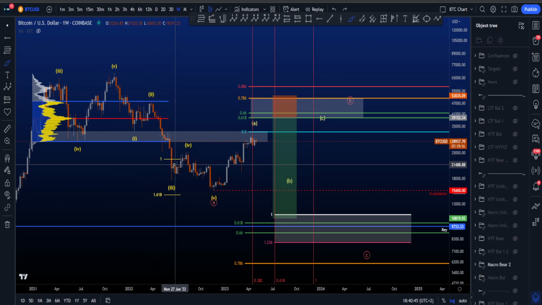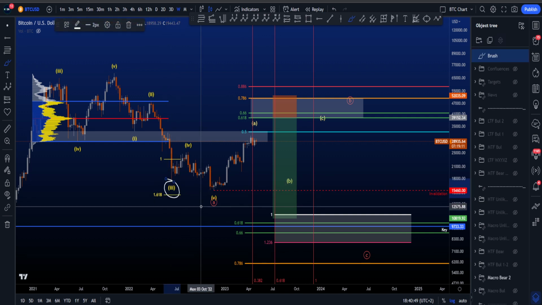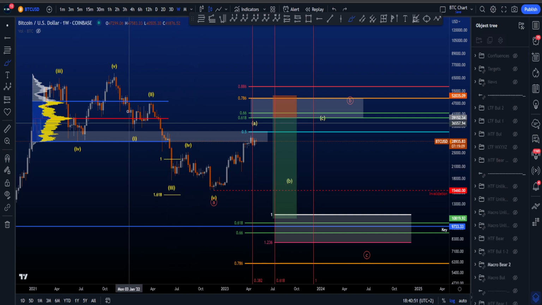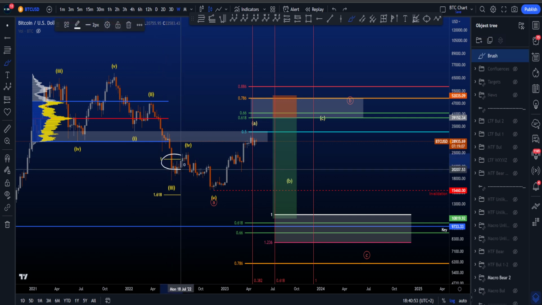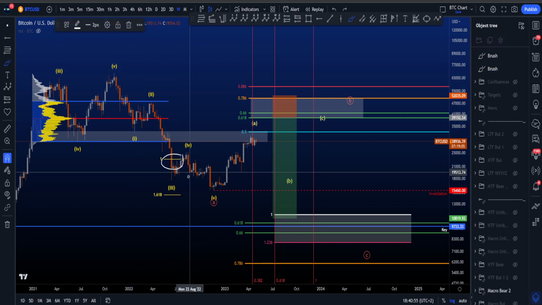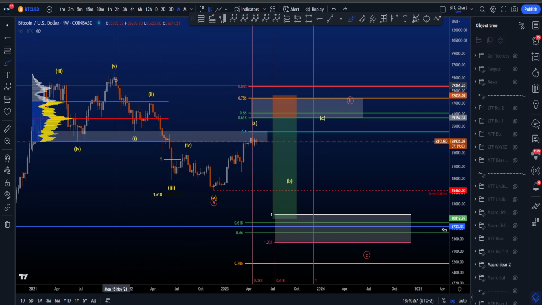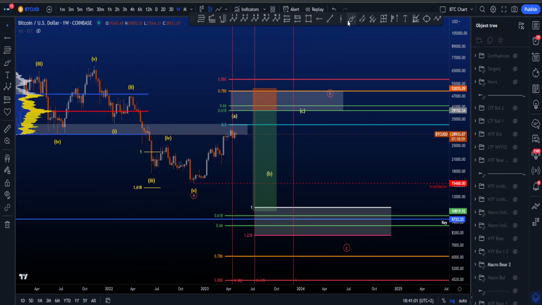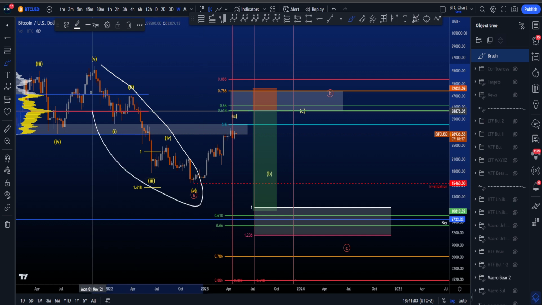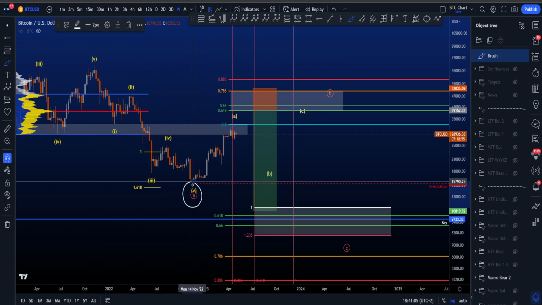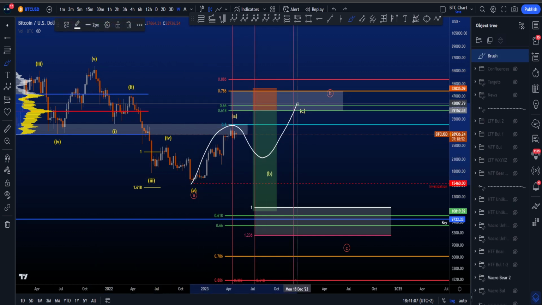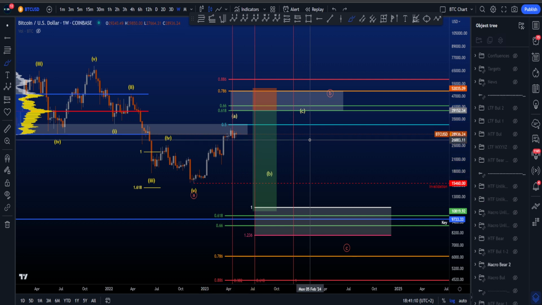However, the minimum requirement for an impulsive structure is that this wave 3 is not allowed to be the shortest wave. And as you can see, because this is a trend-based fib extension from the length of wave 1, wave 3 is longer than wave 1, so at least it is valid. Now in this particular scenario, this 5-wave structure is then the low of a wave A, and we are now in a 3-wave corrective structure to the upside in a wave B.